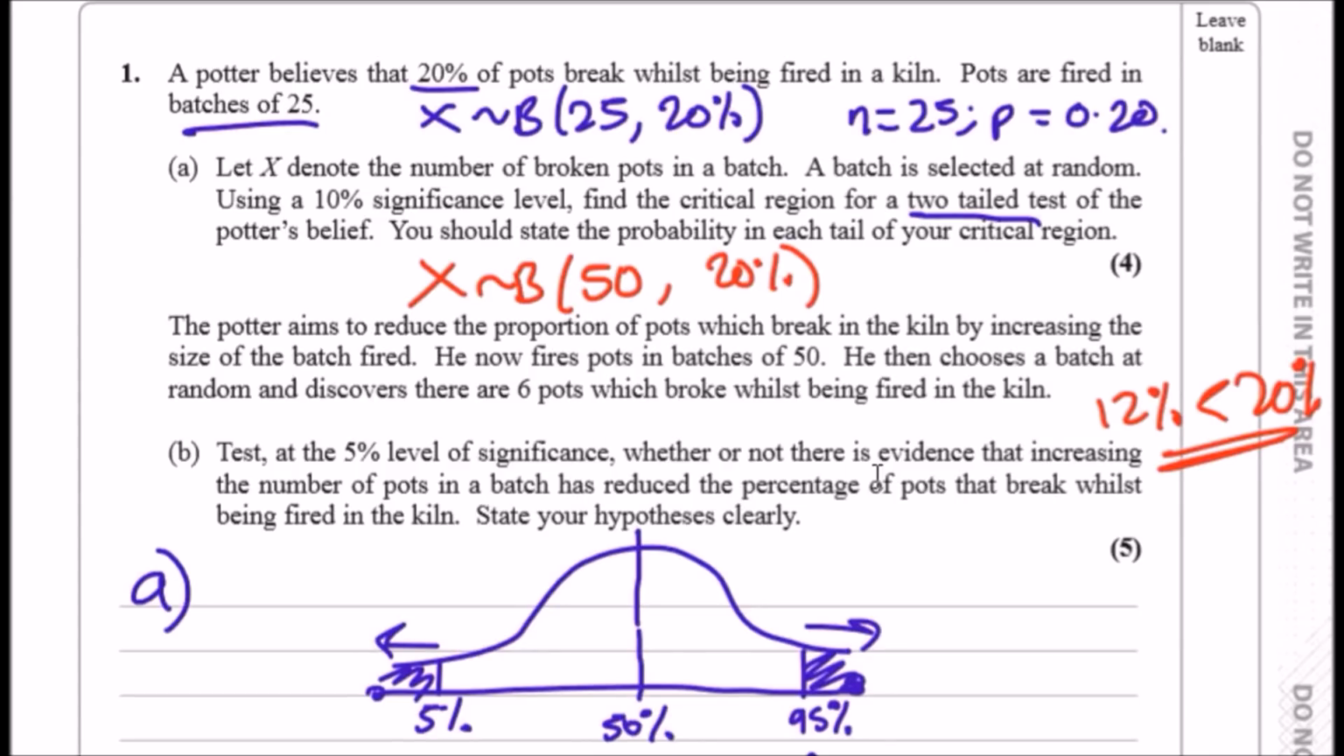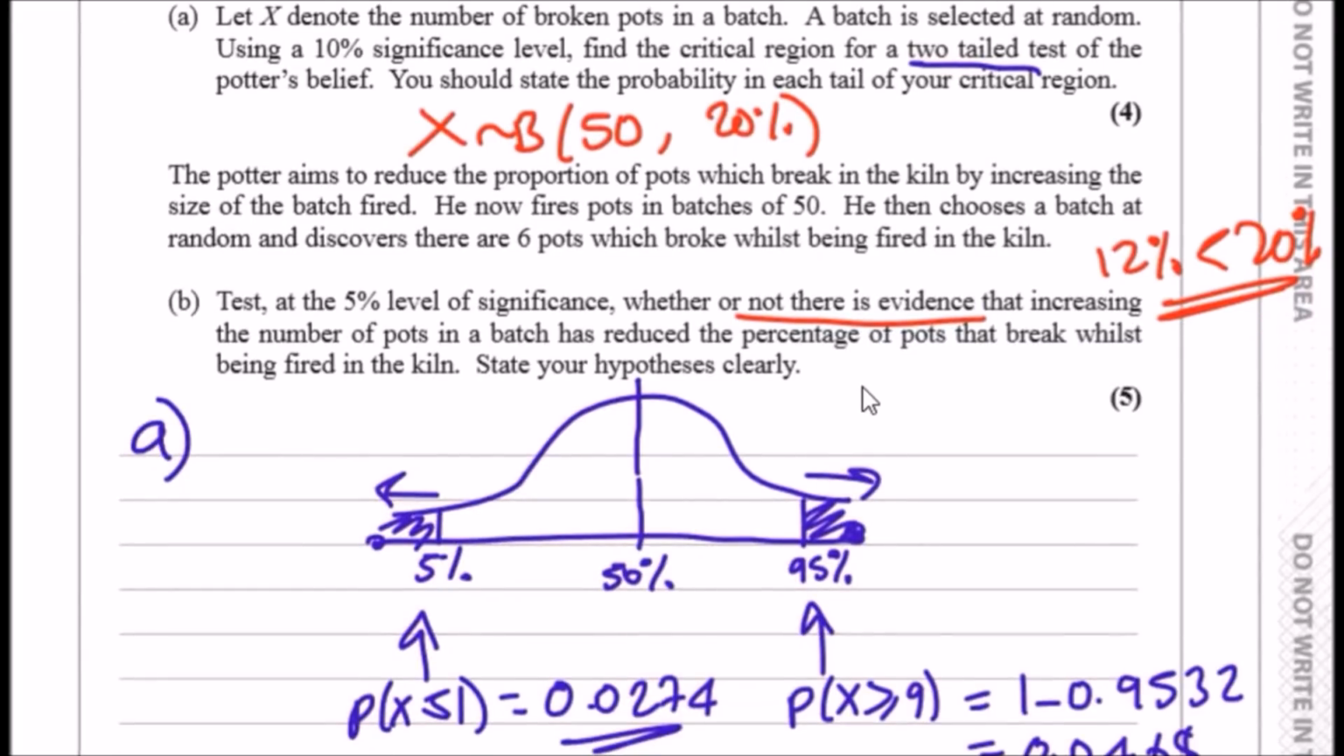So we can say whether or not there is evidence that increasing the number of pots in the batch has reduced the percentage. All we do is say there is no evidence, and copy that statement again. So there is no evidence that increasing the number of pots has reduced the percentage of pots that break. So copy all of this, but replace it with the words no evidence, and we should be good.